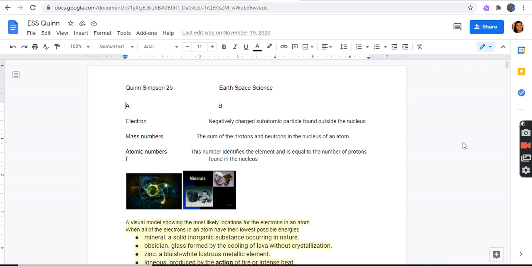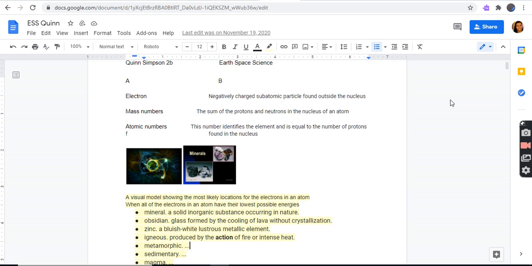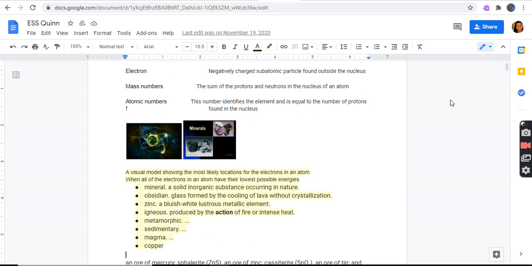Electron: a negatively charged subatomic particle found outside a nucleus. Mass number: the sum of protons and neutrons in the nucleus of an atom. Atomic number: this number identifies the element and is equal to the number of protons found in the nucleus. This is what minerals are like. A visual model showing the most likely locations for the electrons in the atom when all the electrons in the atom have their lowest possible energies.